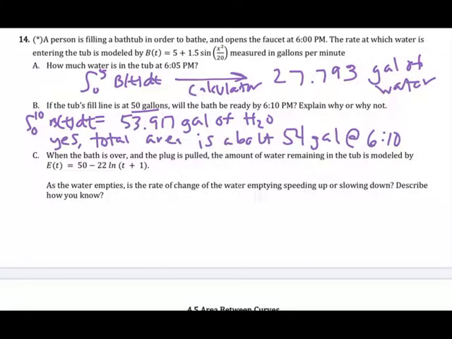The last part, part C, says when the bath is over and the plug is pulled, the amount of water remaining in the tub is modeled by this new function E of t. As the water empties, is the rate of change of the water emptying speeding up or slowing down? Describe how you know. So what you need to do is graph E prime of t, because we're looking at the rate of change of the water emptying. So you need to look at the graph of E prime of t, and you need to figure out what's happening. So grab your graphing calculator, type y1 as your E of t function, type y2 as the derivative of that y1 function, and then look at the graph.